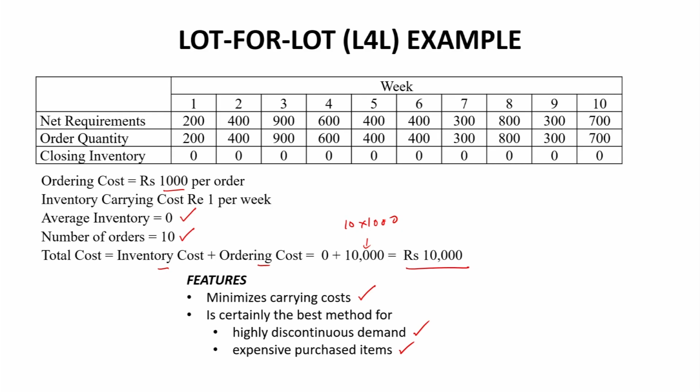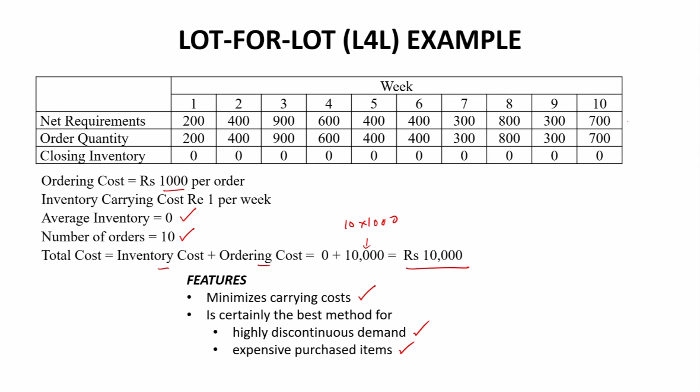So, that is our lot for lot example, where we have 10 period demand data available with us, and a 10 period master production schedule available with us. This is what we have to produce, and this is the same quantity we are producing, as the name suggests, lot for lot.